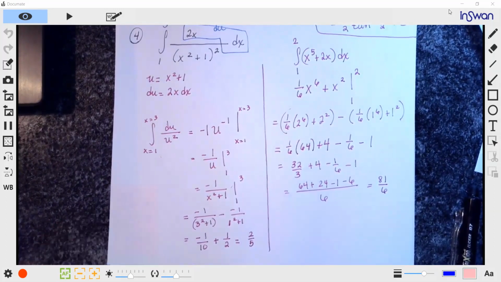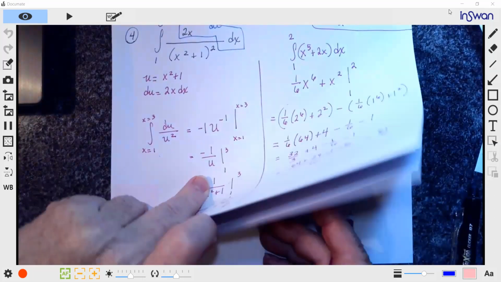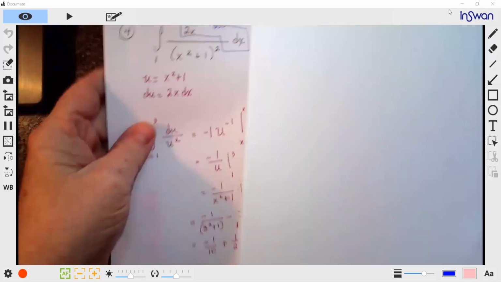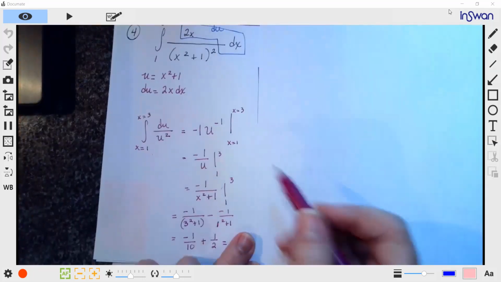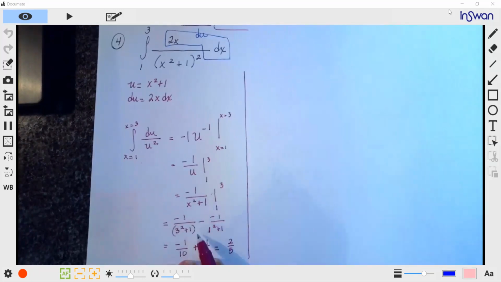Now, I do it that way sometimes, and your book does both of these methods. And so it's important for you to be able to follow and work with either method. Here, we left the limits as the original variable limits, and we back substituted in terms of the original variable.